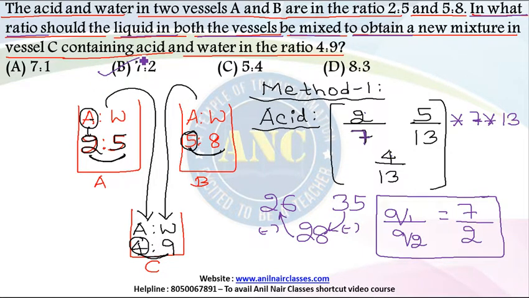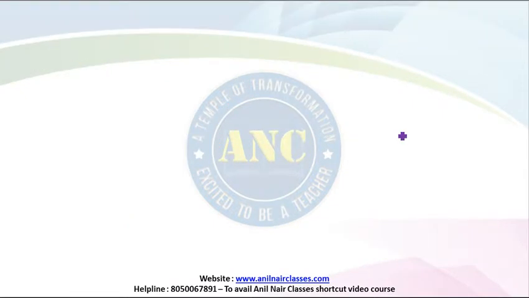Now, you might get a doubt. We are working taking acid as the base parameter in this case, and I got the answer as 7 by 2. If I take the base parameter as water, which is nothing but my method 2, will I still get the same ratio 7:2? Definitely yes, you will get the same ratio 7:2. Let us check by working with method 2, taking water as our base parameter.